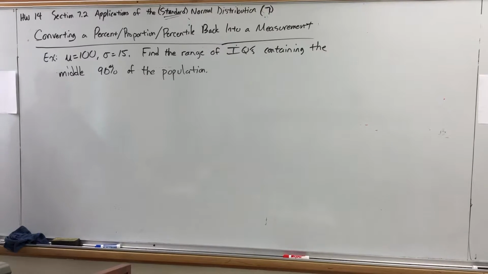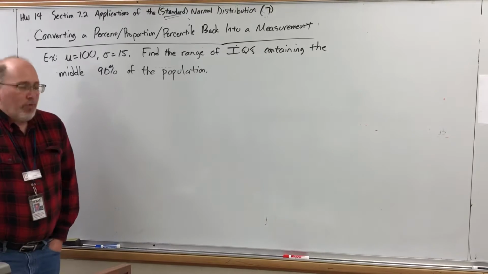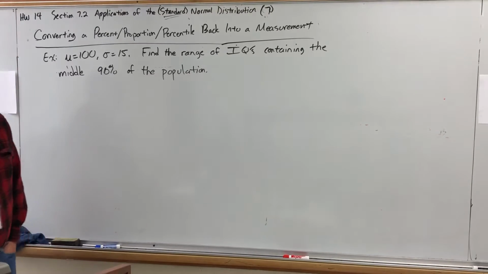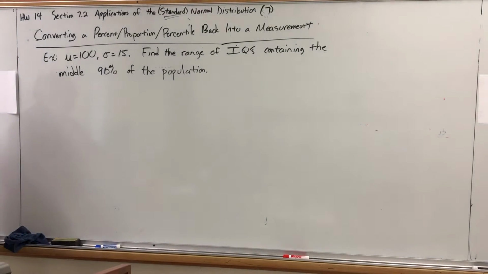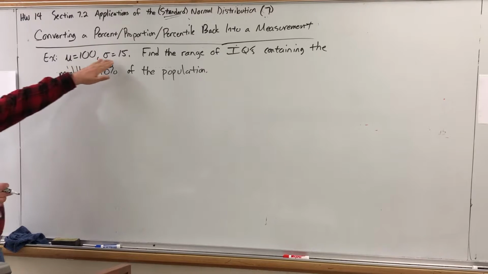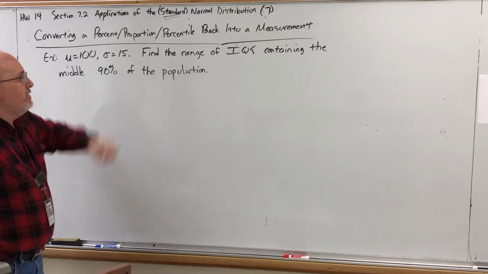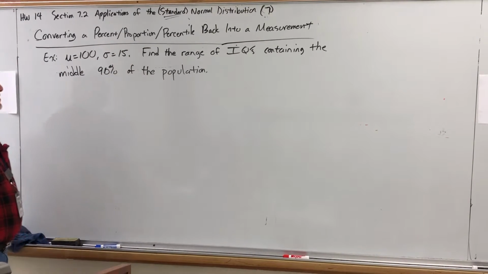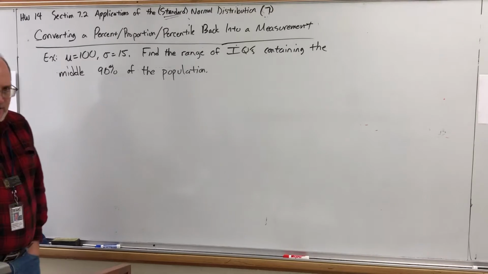We're going to do one more example of converting a percent or a proportion or a percentile back into a measurement. This is still in the context of IQs. I erased a lot of the extra words. But let's say that the mean is 100, which it was, and the standard deviation was 15. Let's find the range of IQs containing the middle 90% of the population.